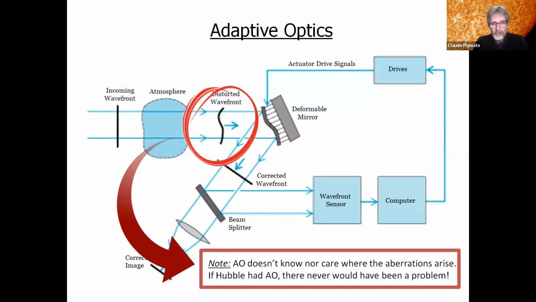Now, one interesting note, AO doesn't really know, nor does it care where these aberrations come from. And if the Hubble telescope had had AO from the start, there never would have been a problem. It would have seen an aberration, it would have taken care of it, and no need for that $250 million delivery fee for a new lens.